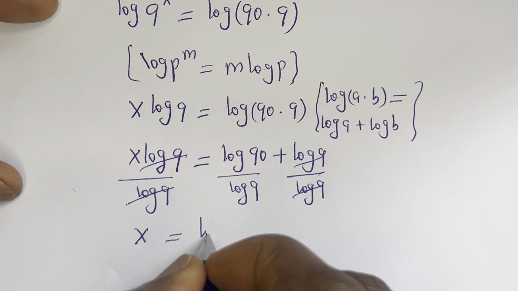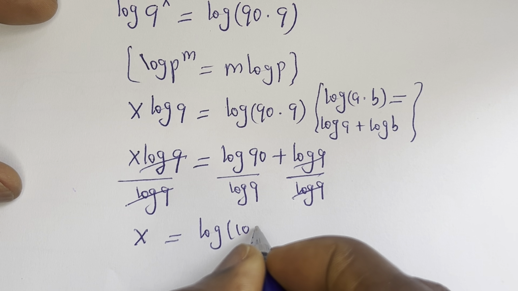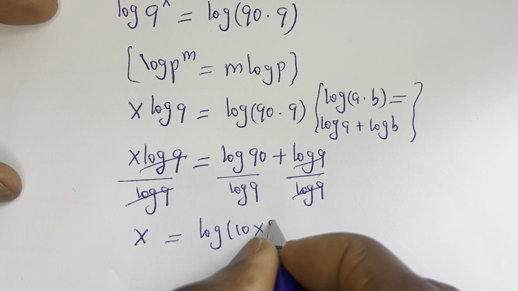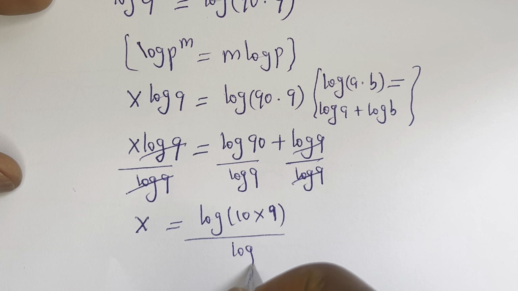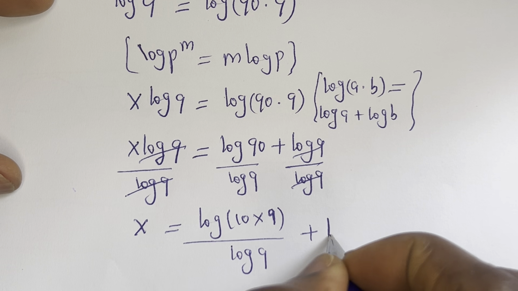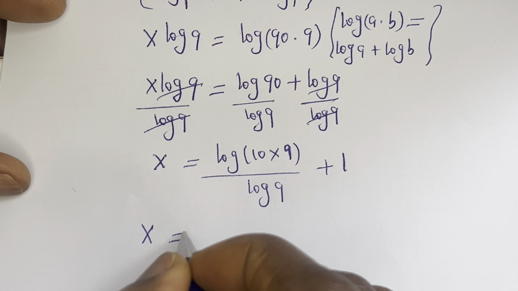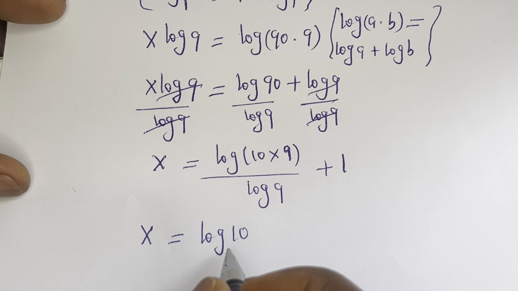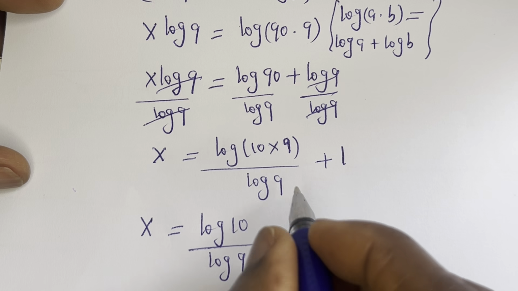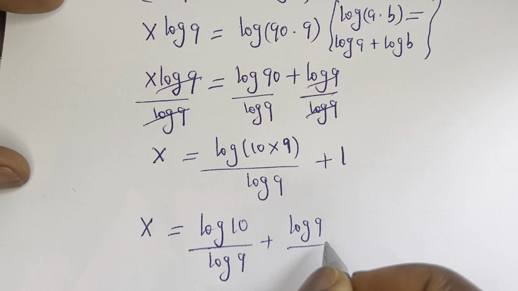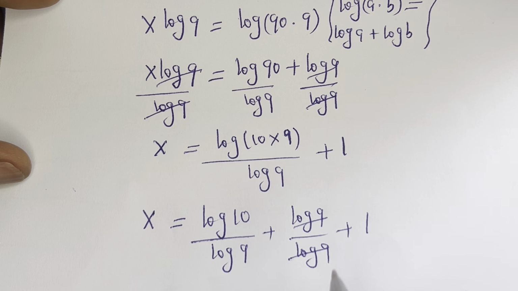x is equal to log 90 can be written as log 10 multiplied by 9 over log 9, then plus 1. Then this is x is equal to log 10 over log 9 plus log 9 over log 9 plus 1. This will cancel this also.